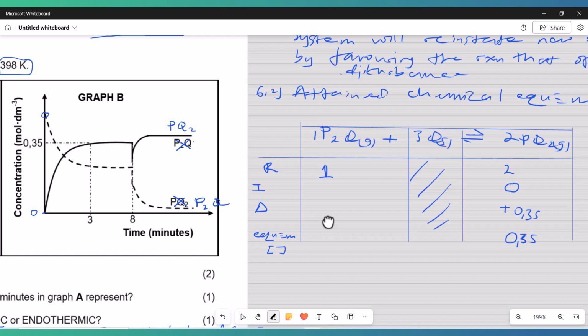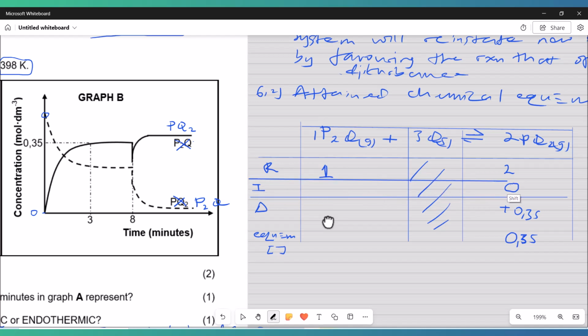Now that we have something in the row for the change, I think I better draw this line here and this other line here to avoid the confusion. Then here I have this line for the change, this one here for the change. So these are the equilibrium here.